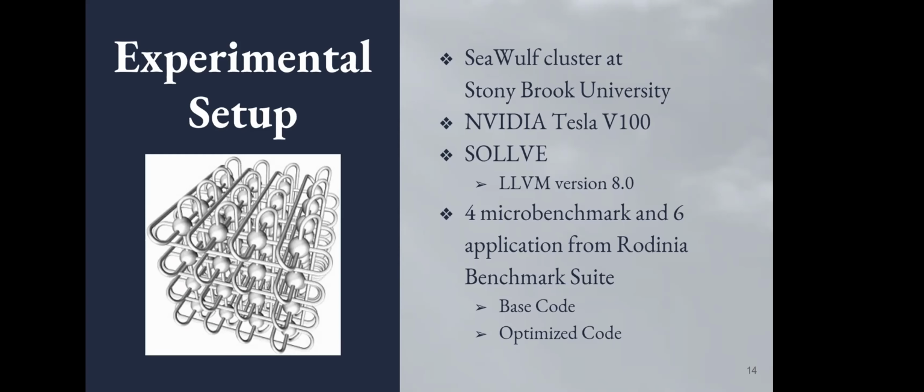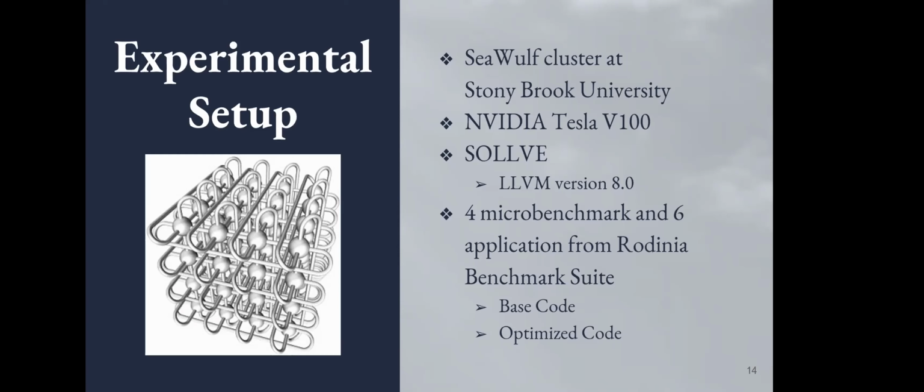For our experiments, we used 4 micro benchmark applications and 6 applications from the Rodinia benchmark suite. We modified these applications to remove any explicit data transfer mentioned in the code. We refer to these modified code without any explicit data transfer as the base code. Then we ran our tool on these base code to generate a code which we refer to as the optimized code. We built both these base code and the optimized codes using Clang and executed them 10 times each to collect the average runtime for each code.